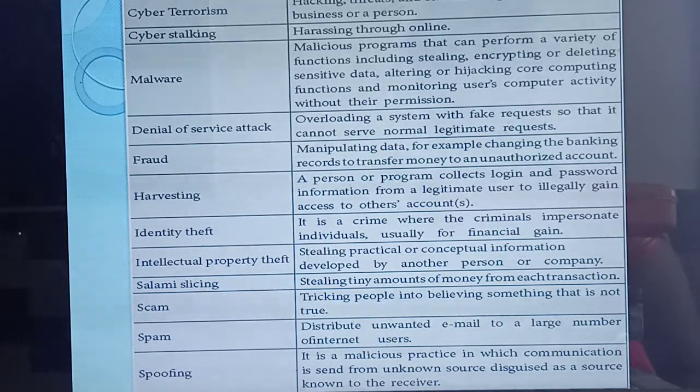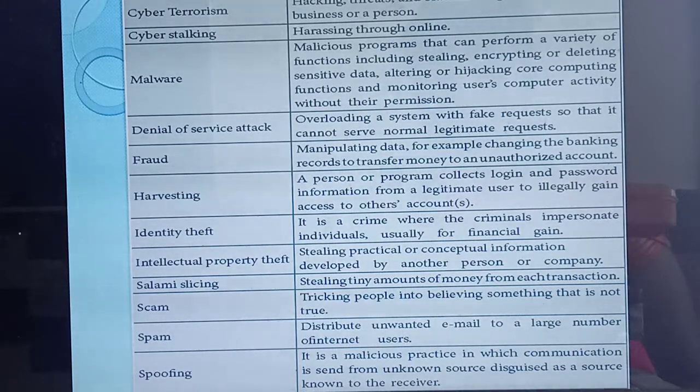Denial of service attack means overloading a system. Overloading means, for example, there is a 1 liter bottle. What's the capacity of that bottle? 1 liter. You can pour water up to 1 liter. If you pour more than 1 liter, what will you get? The water will overflow. That is called what? The capacity.